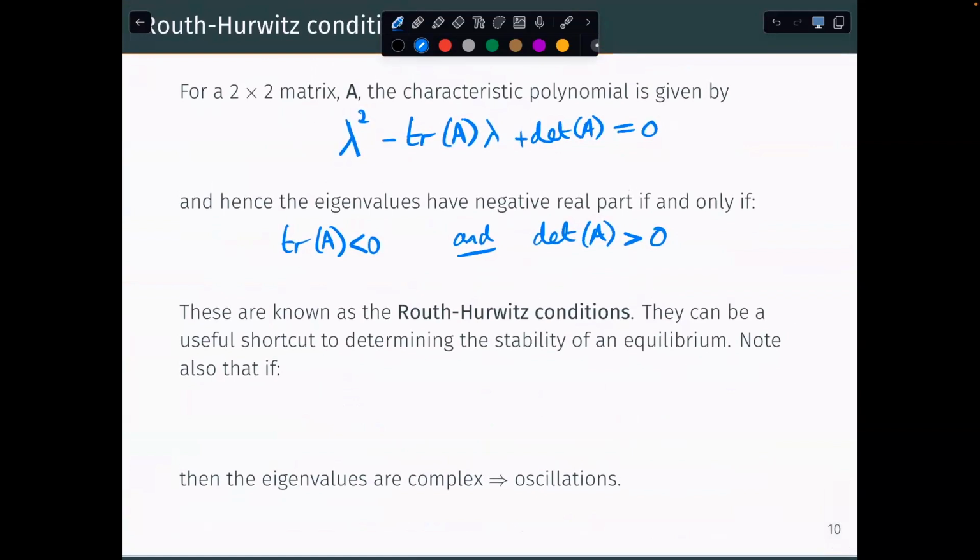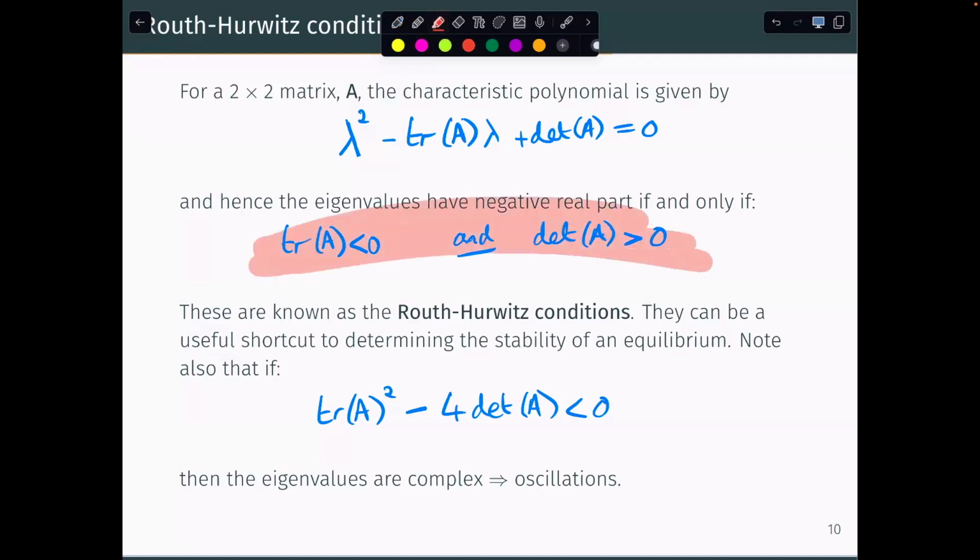Just for completion, note that if your trace squared minus 4 times the determinant is negative, this is your discriminant, this quadratic, then our eigenvalues are going to be complex. And that means we're going to have oscillatory dynamics. Again, this doesn't really matter for adaptive dynamics because all we care about is essentially this stage here. I'm just including this as a reminder. This will give you oscillatory dynamics in your ecological system.